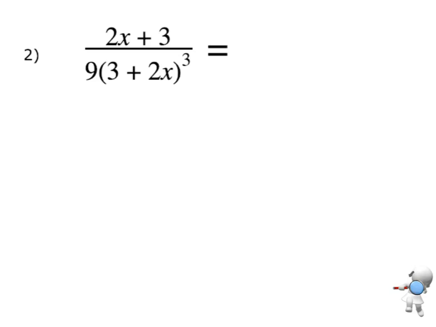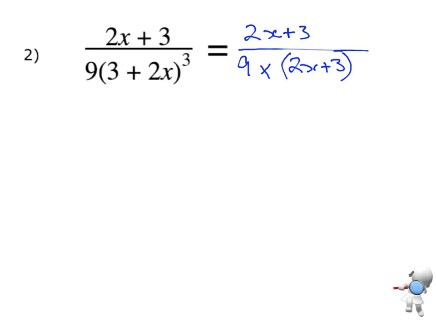Similarly with this one, I've got on the top here a 2x plus 3, and on the bottom I've got 9 times. Now inside that bracket I've got it written as 3 plus 2x, but remember that's the same because they're both positive. The 3 is positive, 2x is positive. That's the same as 2x plus 3. I've just written them the other way around, and it's that cubed, which means that multiplied by itself 3 times.